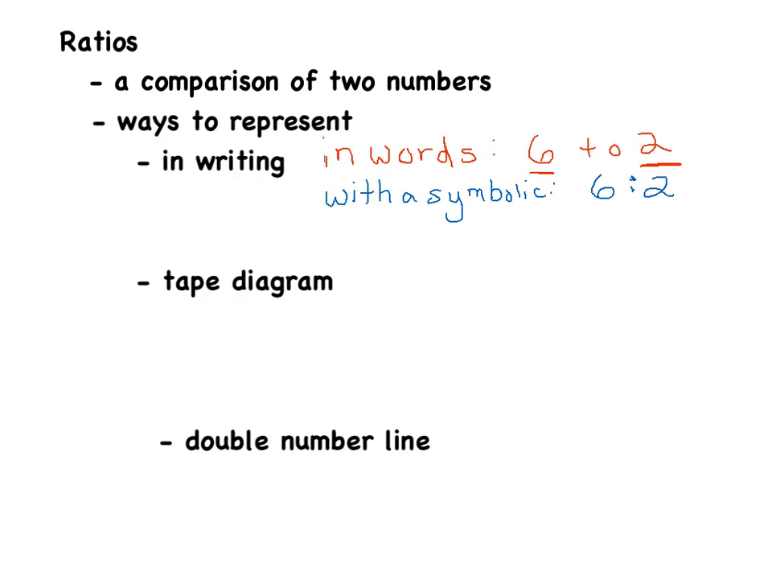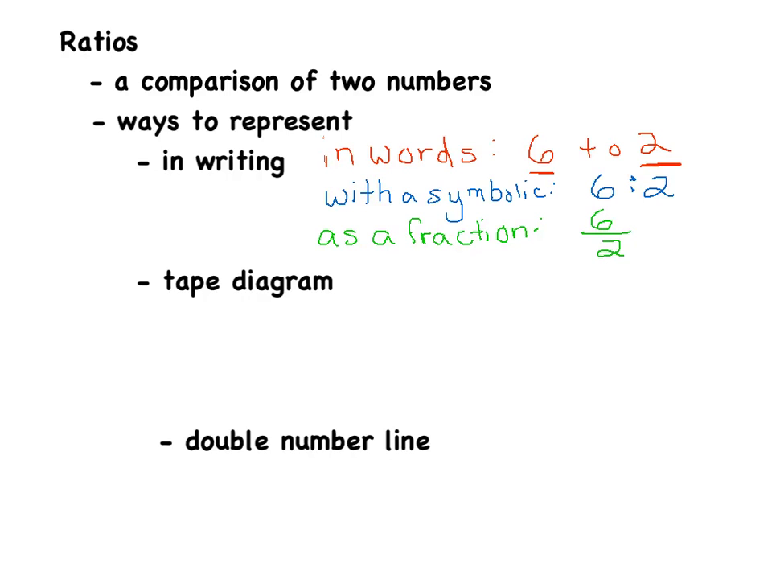The third way we have of representing ratios is as a fraction. And this is probably one of the most common ways we see it because it becomes easier to simplify, to reduce, to work with this as a fraction. So we write it as 6 over 2. Once again, it's a 6 to 2 ratio.